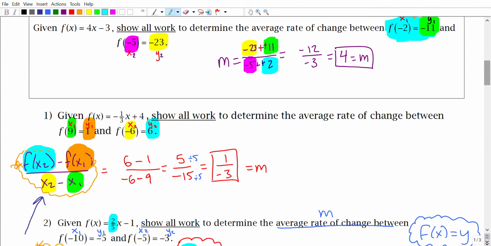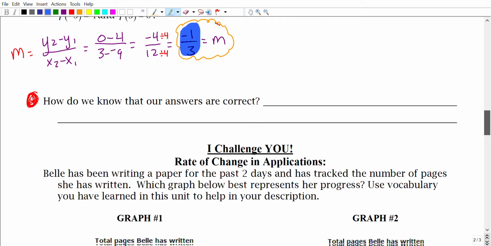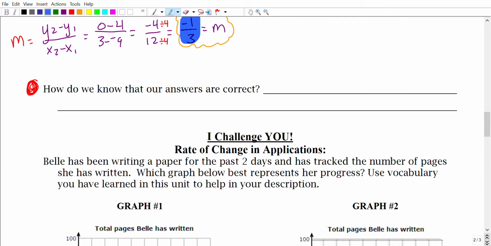And finally, let's see, the coefficient in front of the x, that means our slope should have been negative 1/3. And would you look at that? It is. Okay, so to answer the question, well, there's no number here, so let's just answer the question. How do we know that our answers are correct?